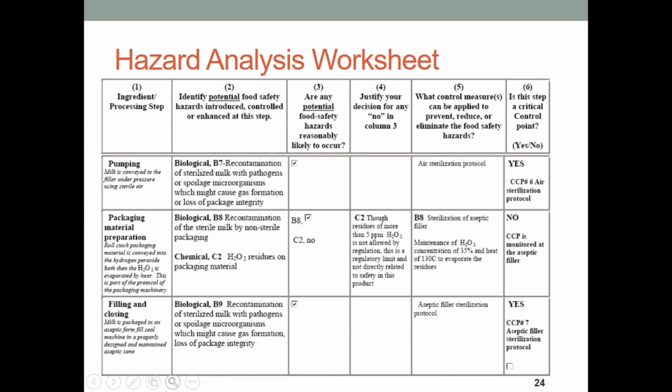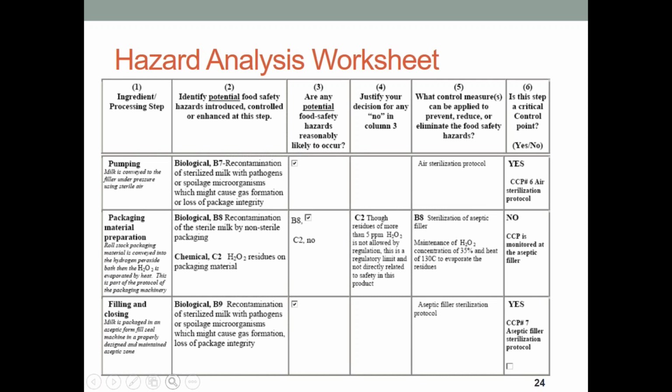Here is an example of a hazard analysis worksheet that has been used in the past. Now we would modify it just slightly to deal with preventive controls, but let's take a look at some of the components. If you take a look at column 1, where it's talking about the ingredient or processing step, if the processing step is pumping, for instance, there's a description there about what's happening at that particular step. Milk is conveyed to the filler under pressure using sterile air.